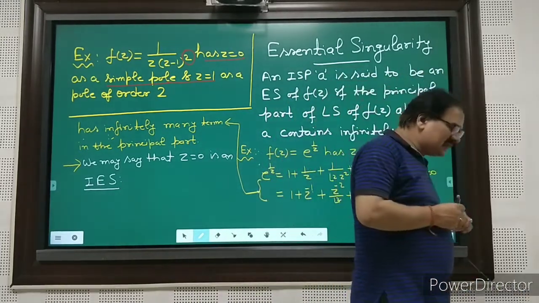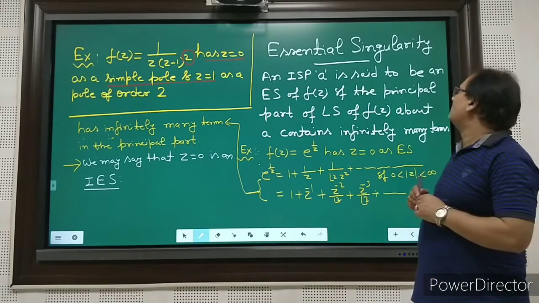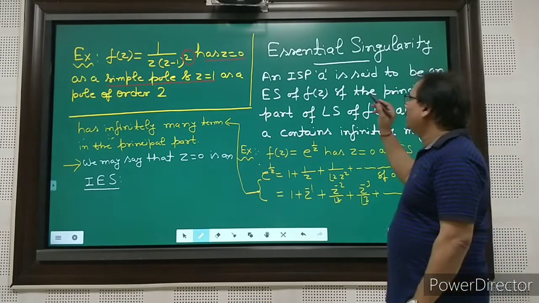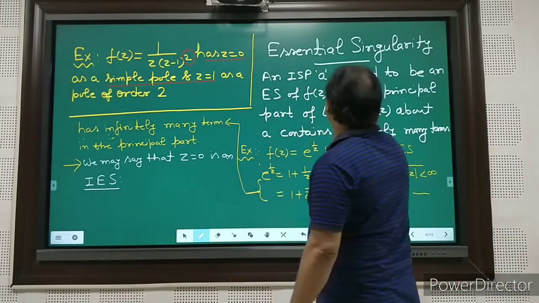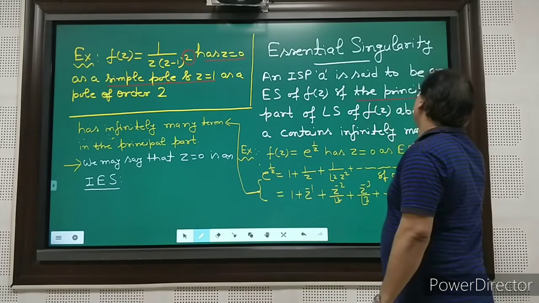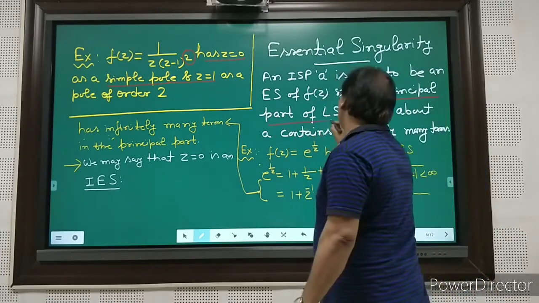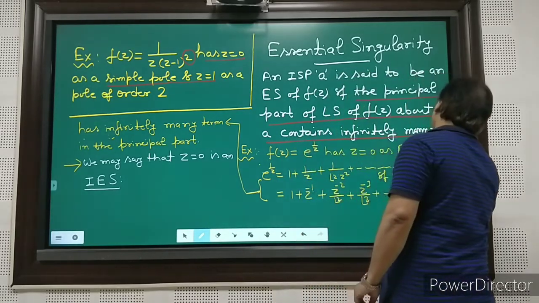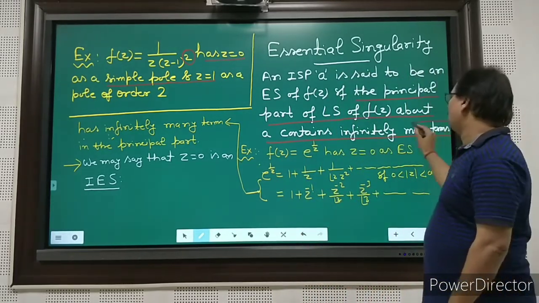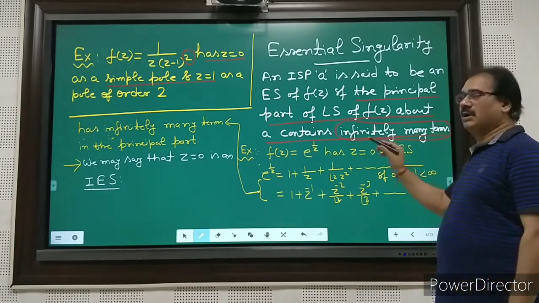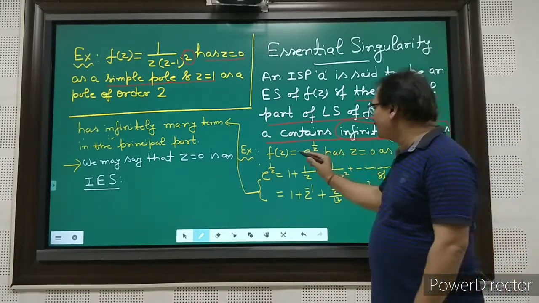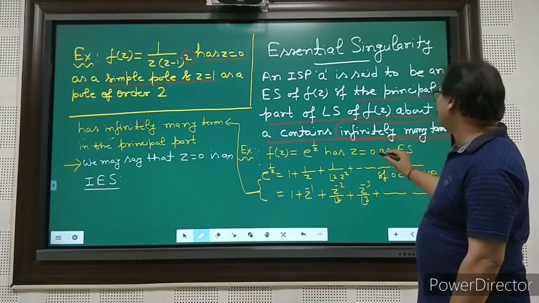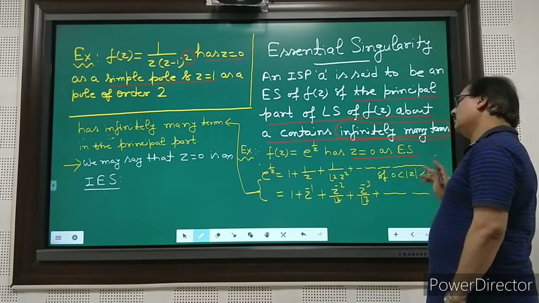So now we have to discuss the second point, that is called the essential singularity. An isolated singular point a is said to be an essential singularity of f(z) if the principal part of the Laurent series of f(z) about a contains infinitely many terms. This is important: infinitely many terms. For example, let us look. This is a very good example. f(z) = e^(1/z) has z = 0 as an essential singularity.